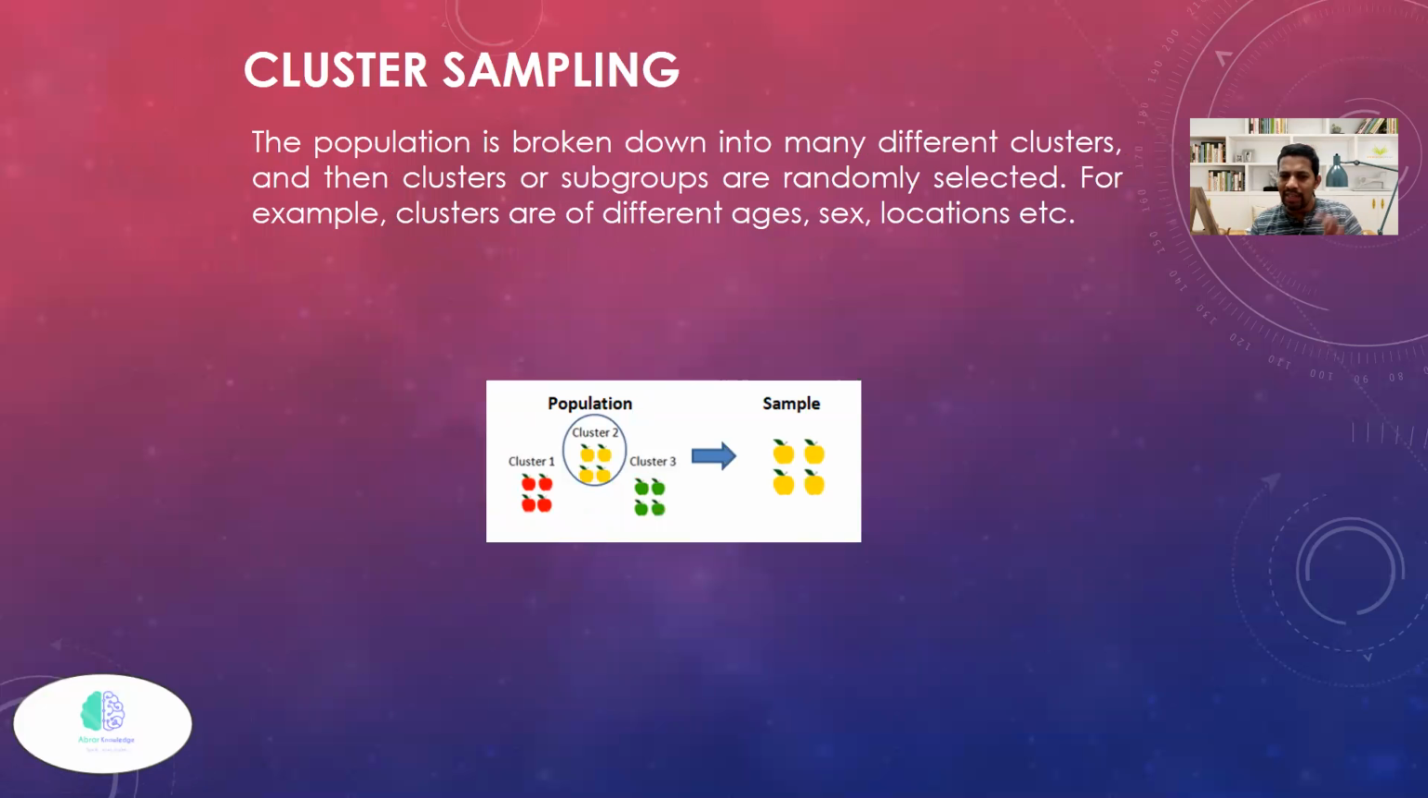Cluster sampling. As I said, when you have different groups and you want to find out only one theme, then you can do that. For example, this is also an election example. The population is broken down into many different clusters. Then a cluster or subgroup is randomly selected. For example, clusters could be different ages, sex, location, and so on and so forth.